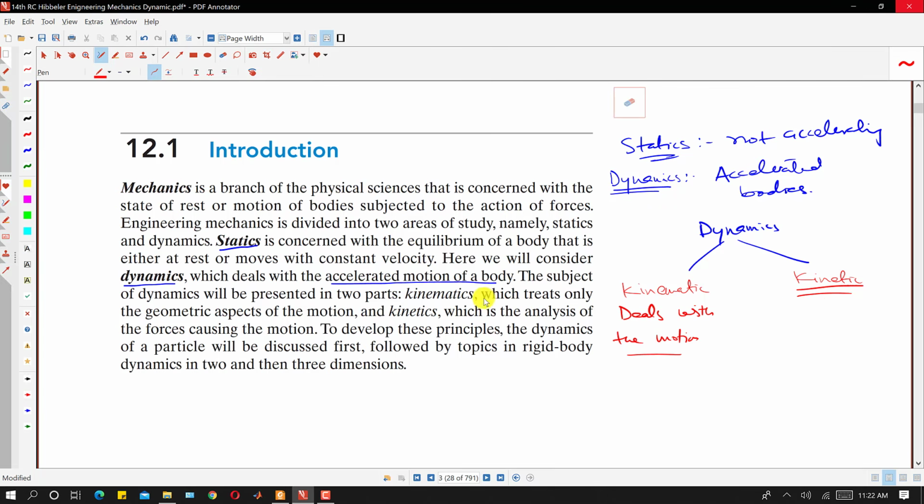It is said that kinematics treats only the geometric aspects of the motion, right? So kinematics is concerned only with the geometric aspects of the motion, and there is no concern with the application of the applied force. We only consider the motion, we do not consider the application of force. We do not bother about the force which is applied on that object, right? And kinetics is the analysis of the forces causing the motion. So in kinetics we deal with the application of the forces that are causing the motion, right?